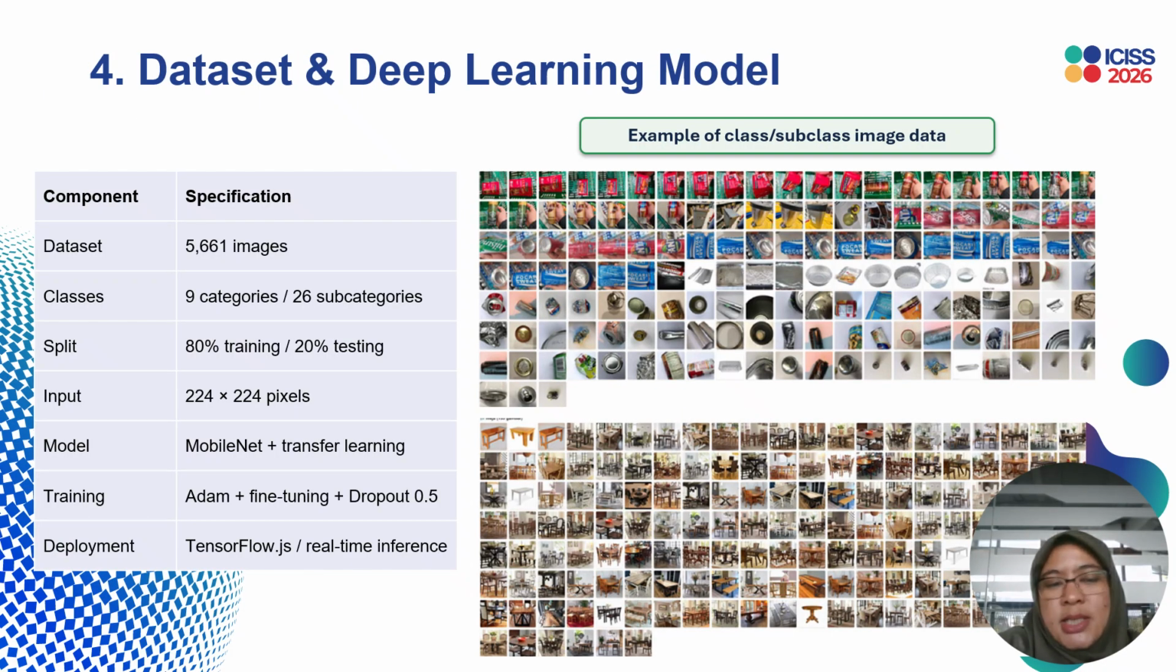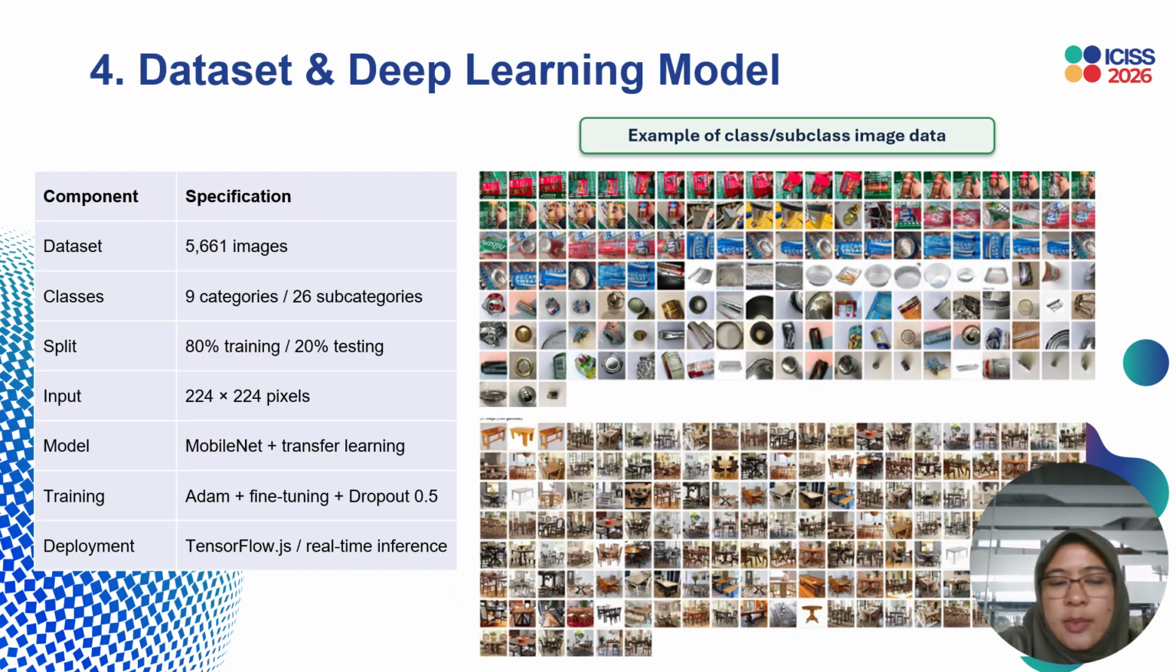Now let me explain the dataset and model. We use 5,661 images divided into 80% for training and 20% for testing. The images are categorized into 9 categories and 26 subcategories with an input size of 224 by 224 pixels. For the deep learning model, we use MobileNet with transfer learning.